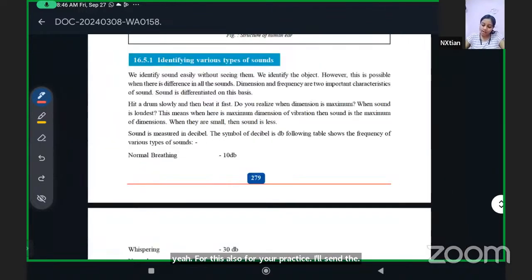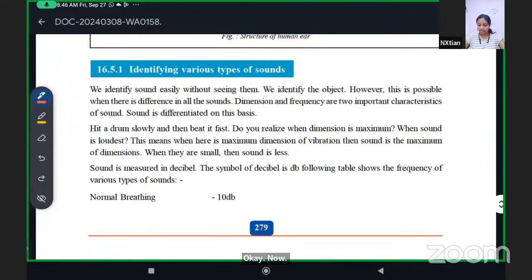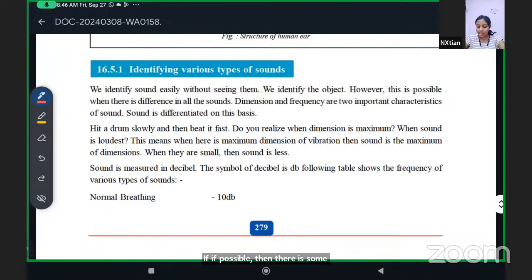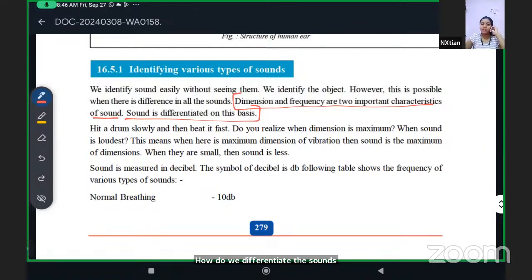Okay. Now, identifying various types of sounds. We identify sounds easily without seeing them. We identify the object. However, this is possible only when there is some difference in the sounds. Amplitude and frequency are two important characteristics of sound. How do we differentiate one sound from another? That difference is on the basis of its amplitude and frequency. What are amplitude and frequency?